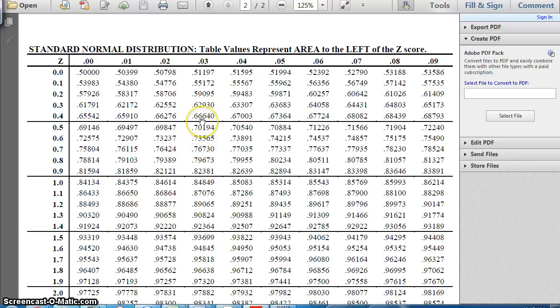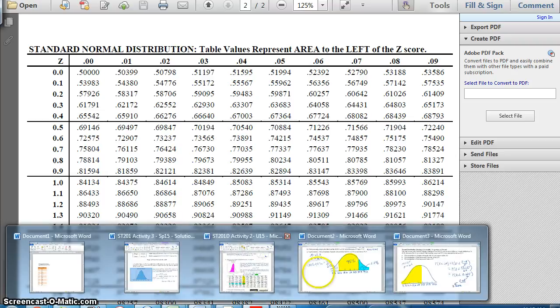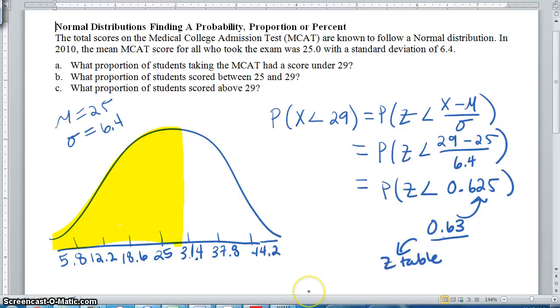0.73565. Go back to my normal distribution, and so this means that the probability of x being less than 29 is 0.73565.